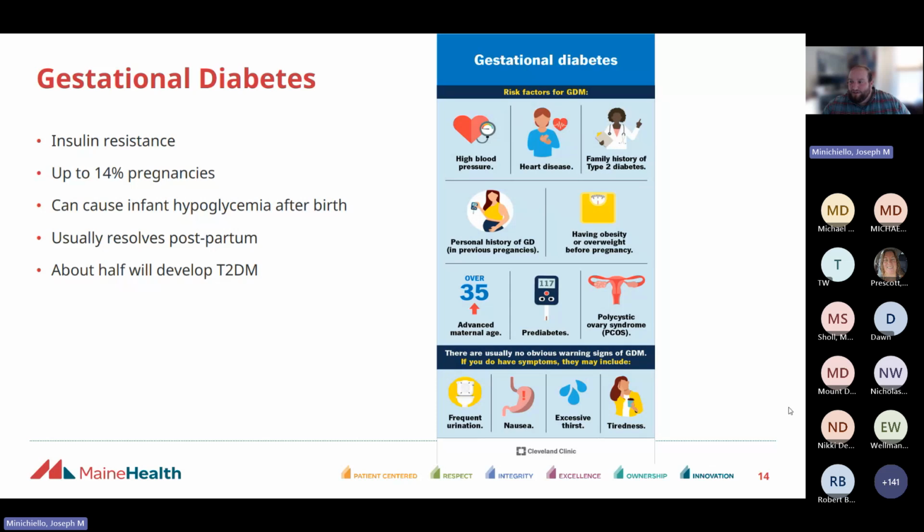So if you're in a space where you're delivering a kiddo, it's really important. One of the many details to get from a mom about prenatal history is gestational diabetes, because there is this increased risk.